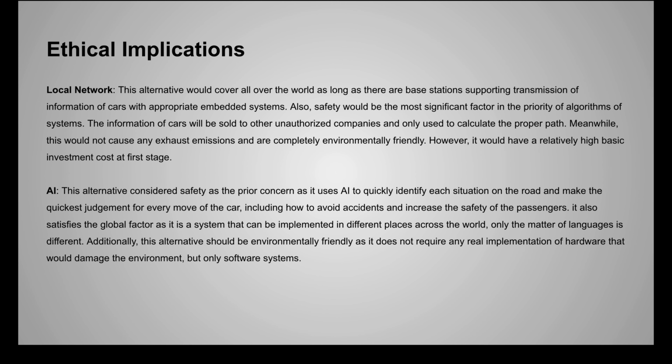And the last alternative, which is the AI. This alternative considers safety as a prior concern because AI could quickly identify each situation on the road and make the quickest judgment. And it also satisfies the global factor because we only have to change the language, so it could be easily implemented in different places of the world. And lastly, this alternative should be environmentally friendly because we don't really have to implement any real hardware, so it wouldn't damage the environment.